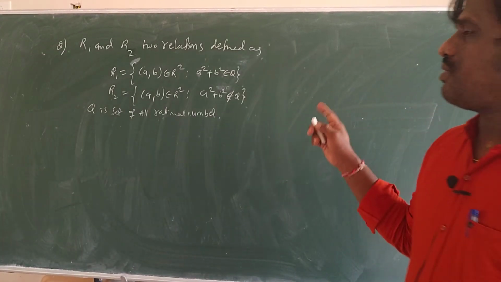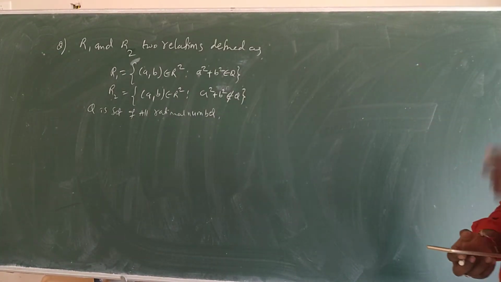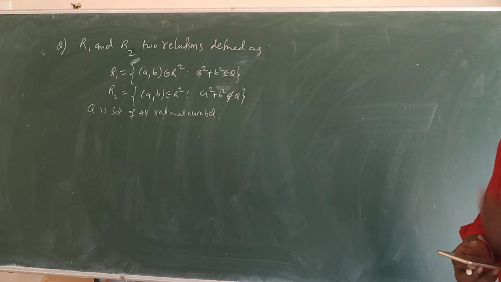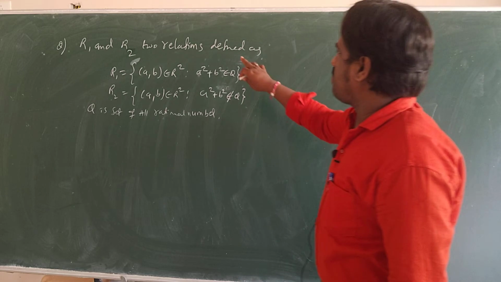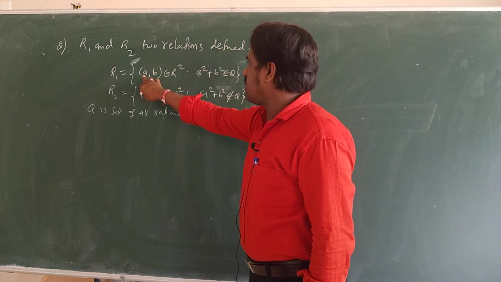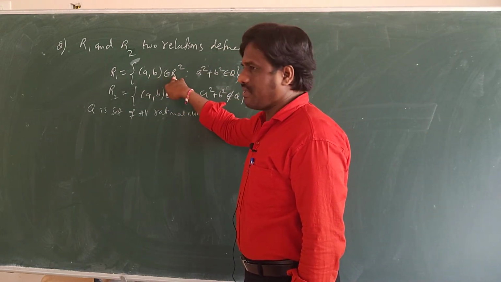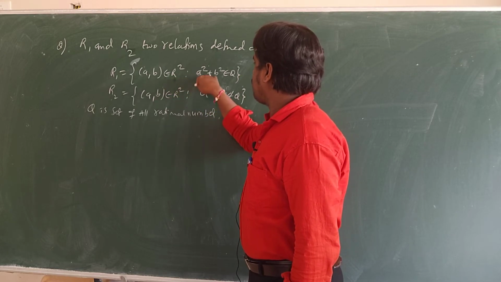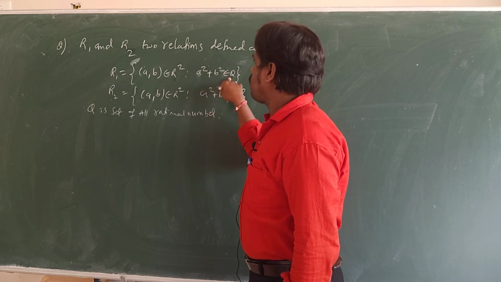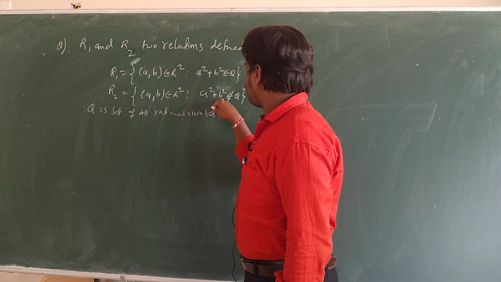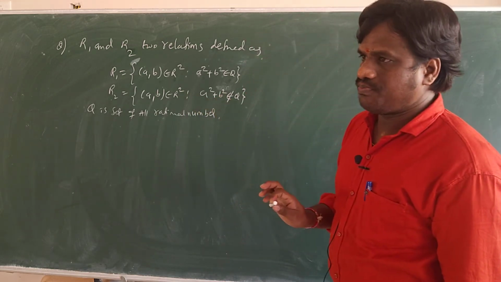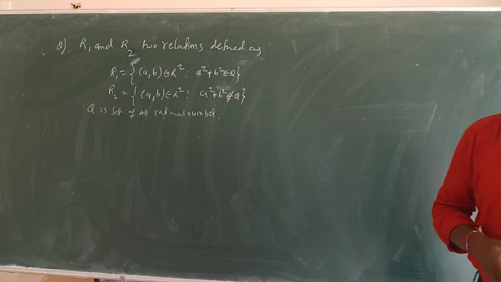So here it is asking about transitive relation. R1 and R2, two relations, are given. R1 is (a, b) belongs to R square, where a square plus b square belongs to Q. R2 is (a, b) belongs to R square, where a square plus b square does not belong to Q. You have to square them, right?